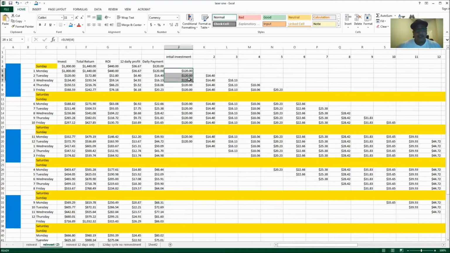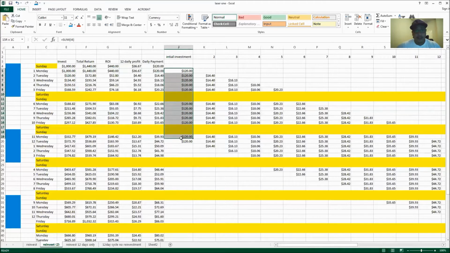As you can see, here goes your initial investment, $120 a day. So you invested, you put it on a Sunday. Remember, they don't work Sundays or Saturdays, they don't work weekends. So you could put your money on a Sunday and it's not going to start earning you money until the next business day, Monday. So $1,440 divided by 12 comes out to $120 a day.